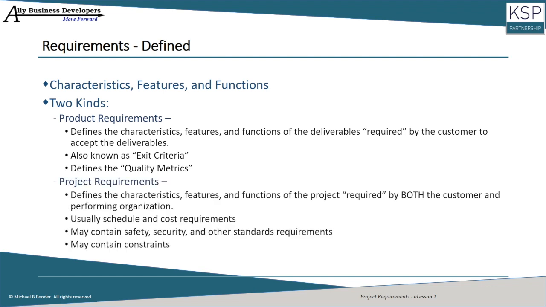The second kind are project requirements. These define the characteristics, features, and functions of the project itself. They're required by both the customer and the performing organization. They usually include schedule and cost requirements, but may also include other standards such as safety and security. They may also include constraints.